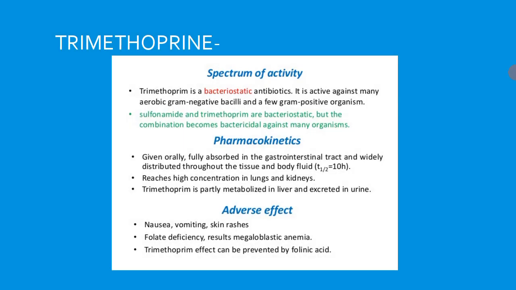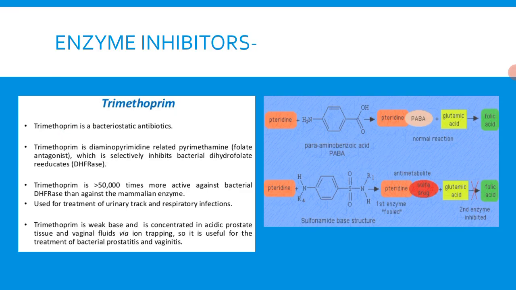What are the adverse effects of this drug? Nausea, vomiting, and skin rashes can appear due to this. Then this can develop folate deficiency that can result in megaloblastic anemia. These effects we can prevent by folinic acid. Okay, this is about trimethoprim, which is the enzyme inhibitor.